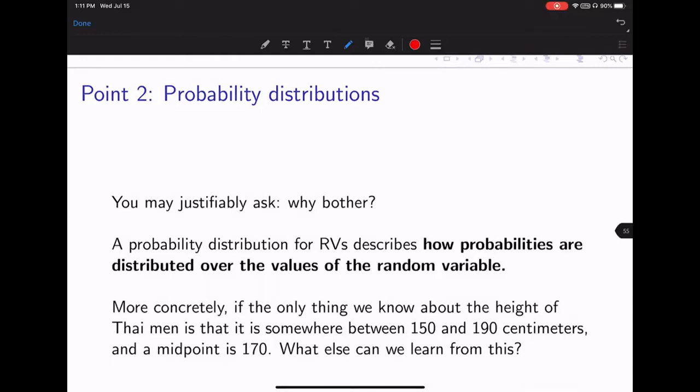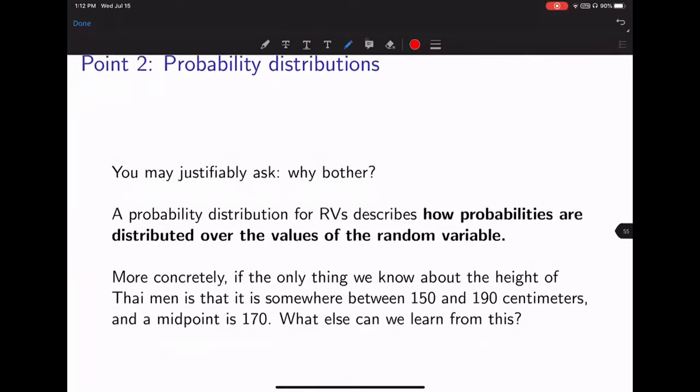Okay. So again, probability distribution for random variables is useful because the most important thing is it has certain properties that we can work with. Let me give you a more concrete example. Let's say this is the data we have from Thai men. Let's say that we know a little bit about the height of Thai men, and it is somewhere between 150 to 190 centimeters.